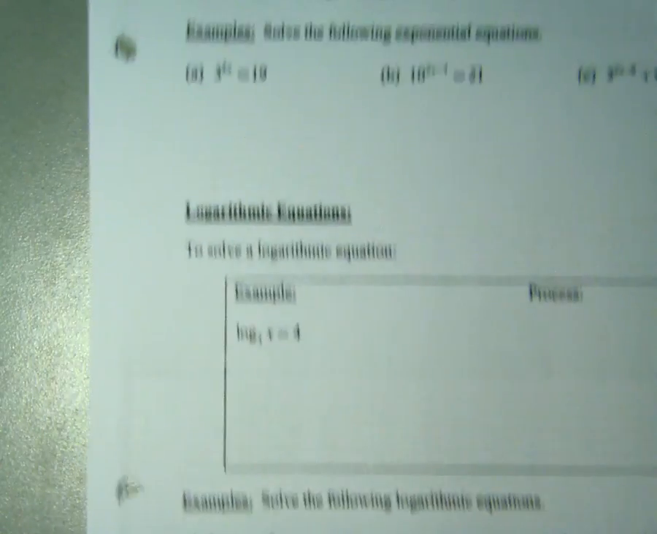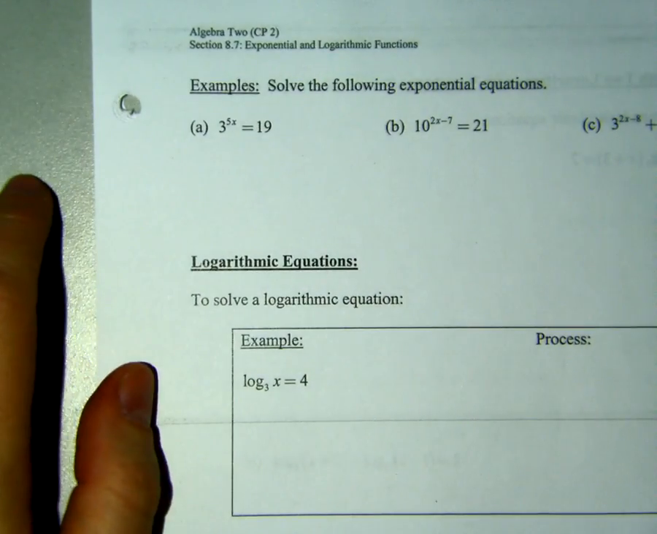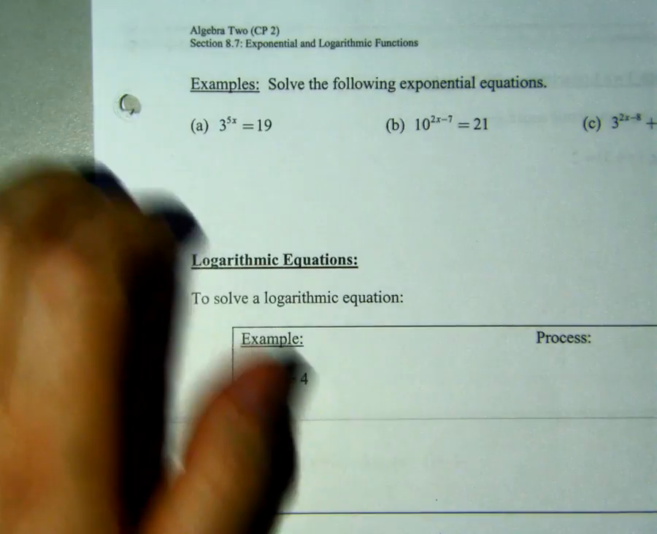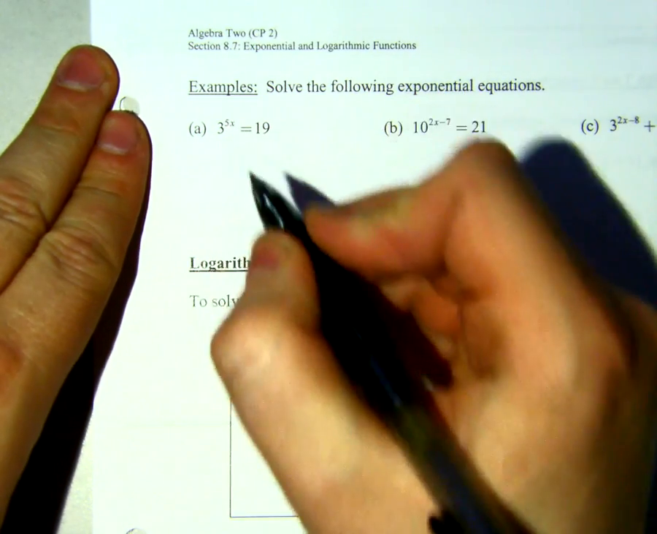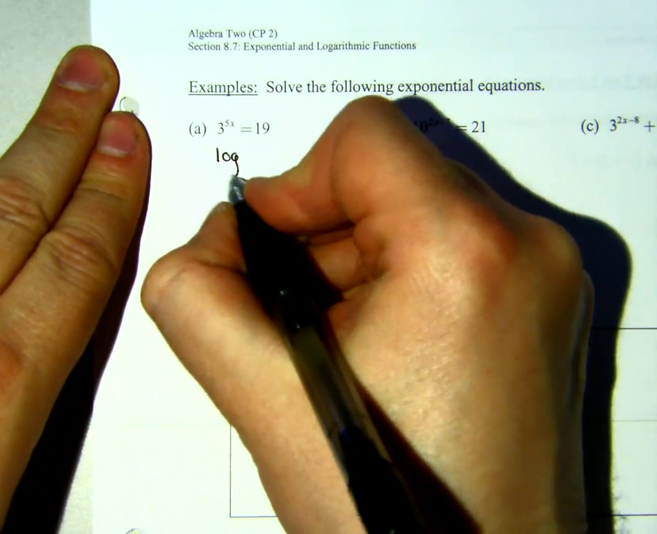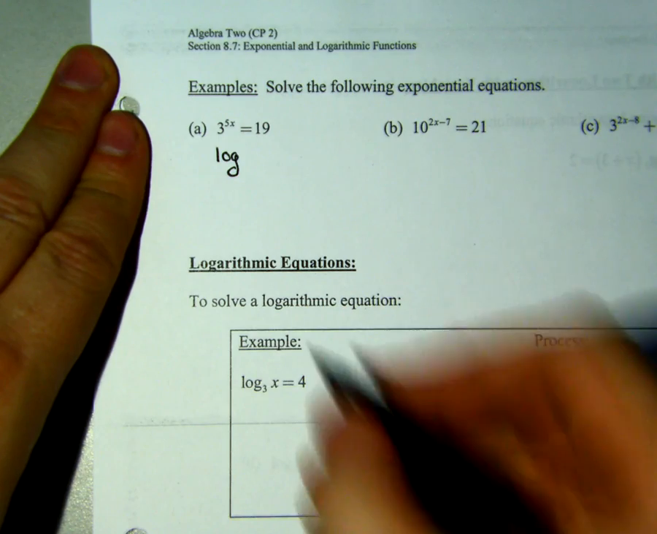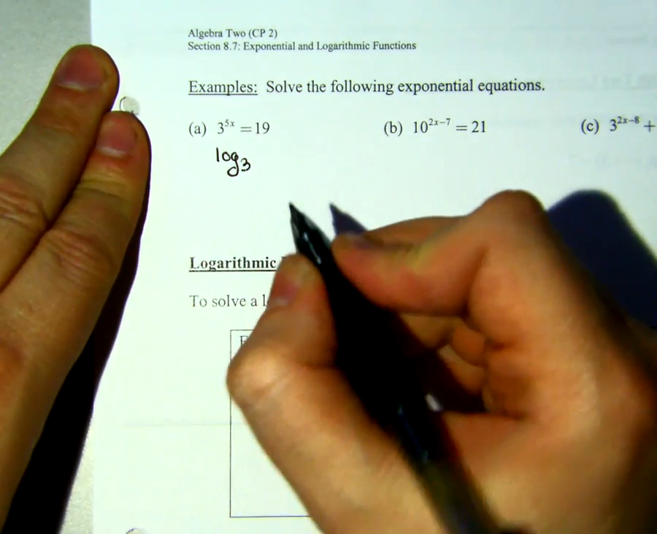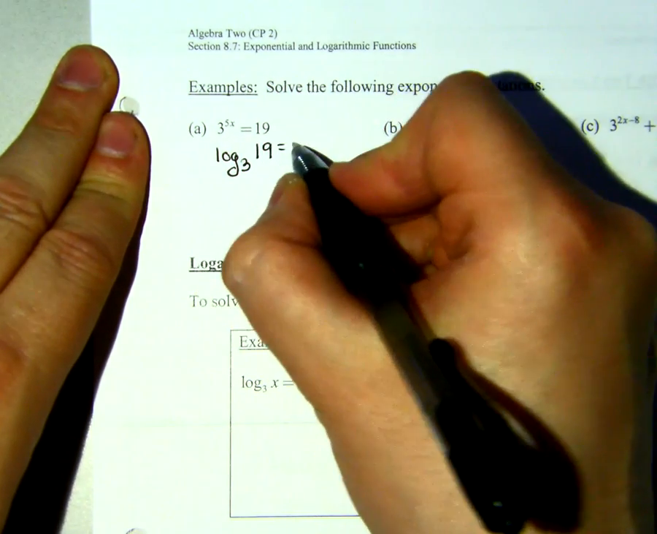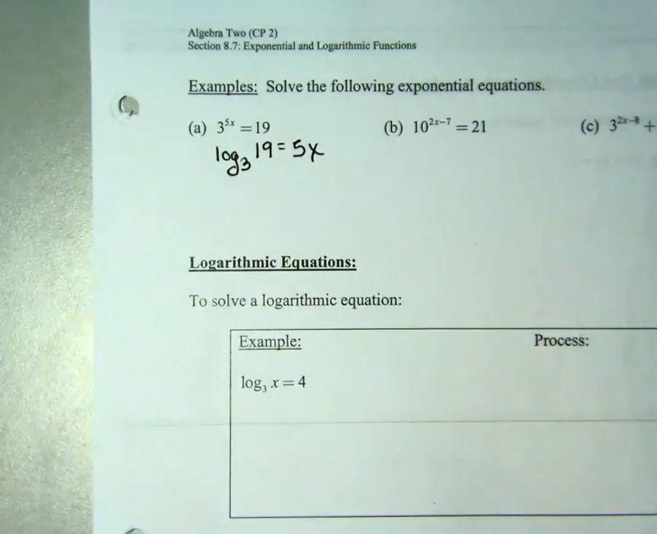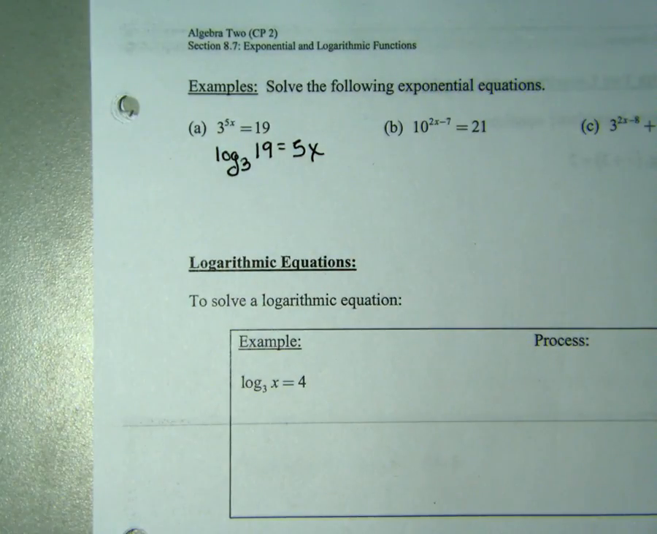Letter A. We want to solve this thing. There's nothing else on that side but the exponential part, so I'm going to start by rewriting it in log form. Log base what? 3. Of what? 19. Equals 5x. Perfect. Go to the calculator, get a decimal. Do not clear it out of the calculator. Just get the decimal, write it down, and then stop.